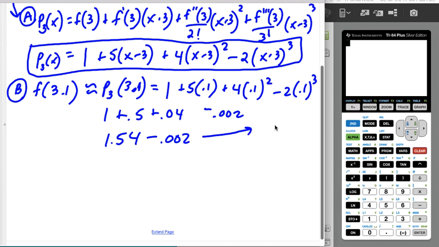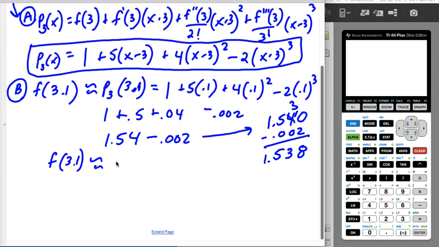And don't be ashamed, especially on non-calculator sections, to straight up write out the subtraction, because you're going to be sorry if you get it wrong. So if you need to do it where you borrow, that's fine. If you're able to just do this in your head, that's also fine. Just don't be ashamed to be careful enough to get it right. I'm sure I've gotten it wrong in at least one of these videos, but it's all right. All right, so there's my approximate value for f of 3.1.